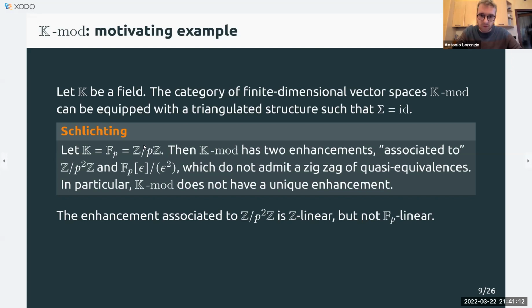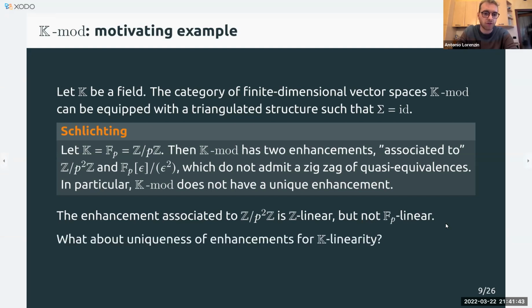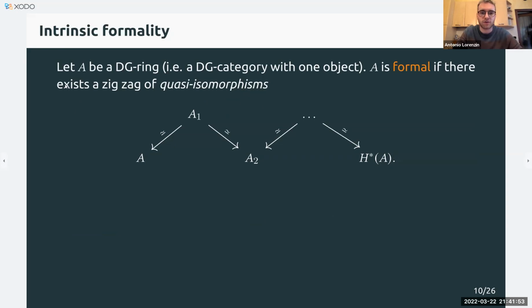And in a sense, one can see that these two rings give us two enhancements. And now we can also show that there is no zigzag of quasi-equivalences between them. So in particular, K-mod does not have a unique enhancement. The important thing to notice is that the enhancement associated to Z/p²Z is Z-linear, but it's not F_p-linear. So now the question is, what about uniqueness of enhancements for K-linearity? In order to address this question, we talk about intrinsic formality. First of all, I will say what formal is, and then we will define intrinsic formality.